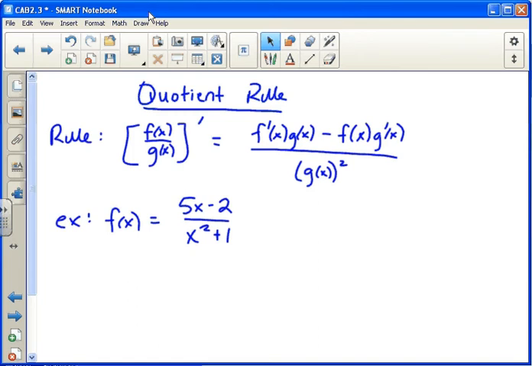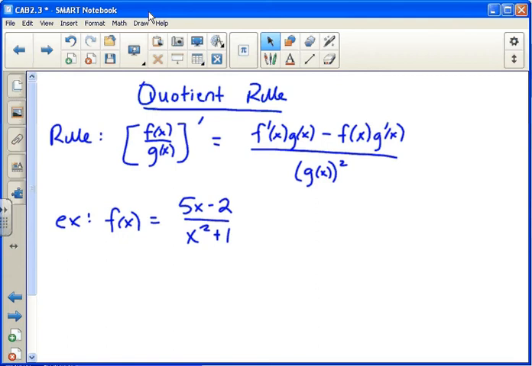Now we have the quotient rule. We learned in the previous video how to deal with it when two functions are being multiplied. Now we're going to know how to deal with it when two functions are being divided. So when we have one function divided by another function, the derivative is f prime times g minus f times g prime all over g squared.